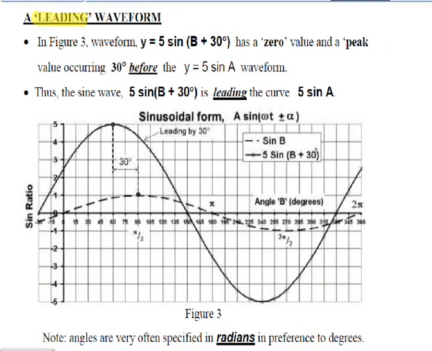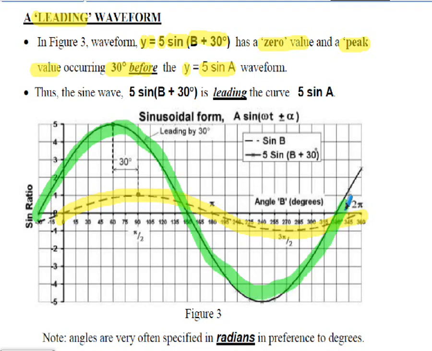A leading waveform. In figure 3, the waveform y is equal to 5 times the sine of b plus 30 degrees has a 0 value and a peak value occurring 30 degrees before the y is equal to 5 sine b waveform. So our sinusoidal waveform, I've actually just shown here the basic sinusoidal waveform, so it goes up to 1 and down to -1. Here is our system waveform, the 5 times the sine of b plus 30 degrees. This is what the system in our case is outputting.